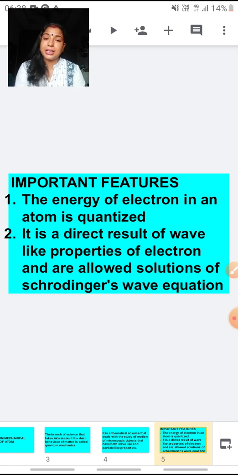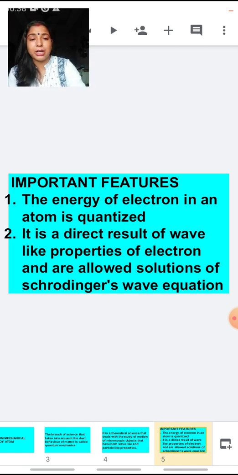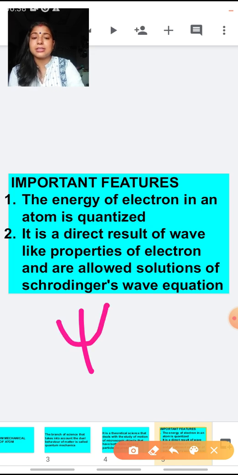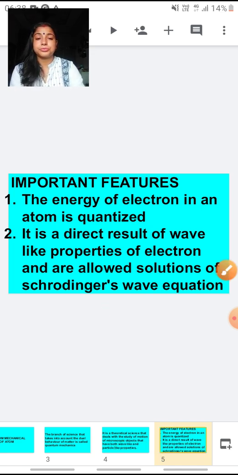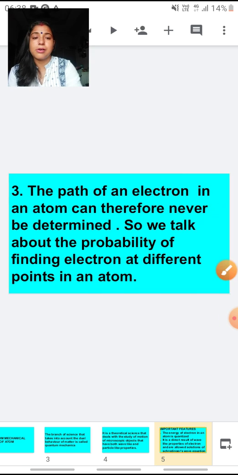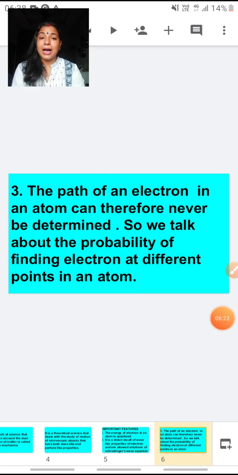Schrödinger gave one equation that was telling about psi. And what is psi? Psi is related to the probability of finding the electron. It is denoted by the sign psi. This is probability density. Now, the path of an electron in an atom can never be determined. That means we cannot determine the path of the electron. So what we talk about is the probability of finding the electron at different positions in an atom.